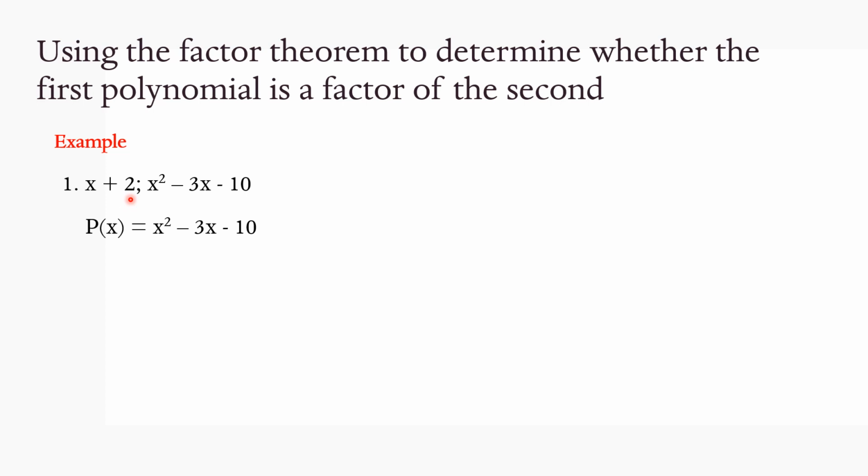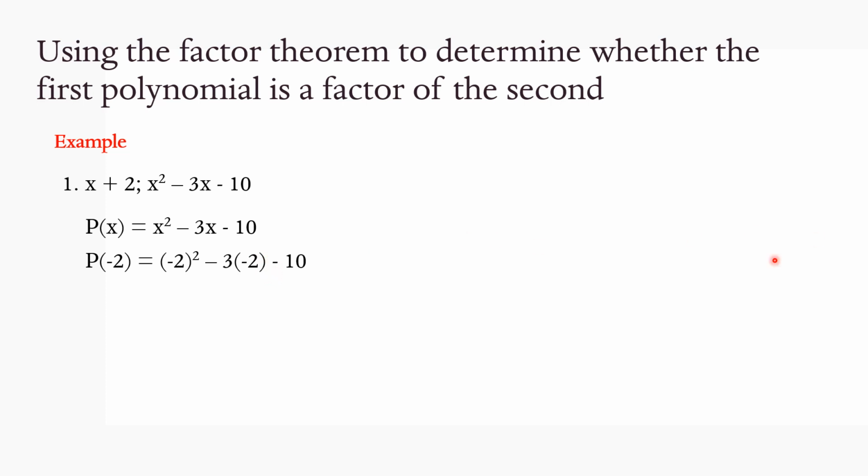Okay, so we have positive 2. To make this equate to 0, we get the opposite of positive 2, which is negative 2. So thus, the value of x is negative 2. Substituting all x's here by negative 2, this will become negative 2 quantity squared, minus 3 times negative 2, and copying the minus 10.